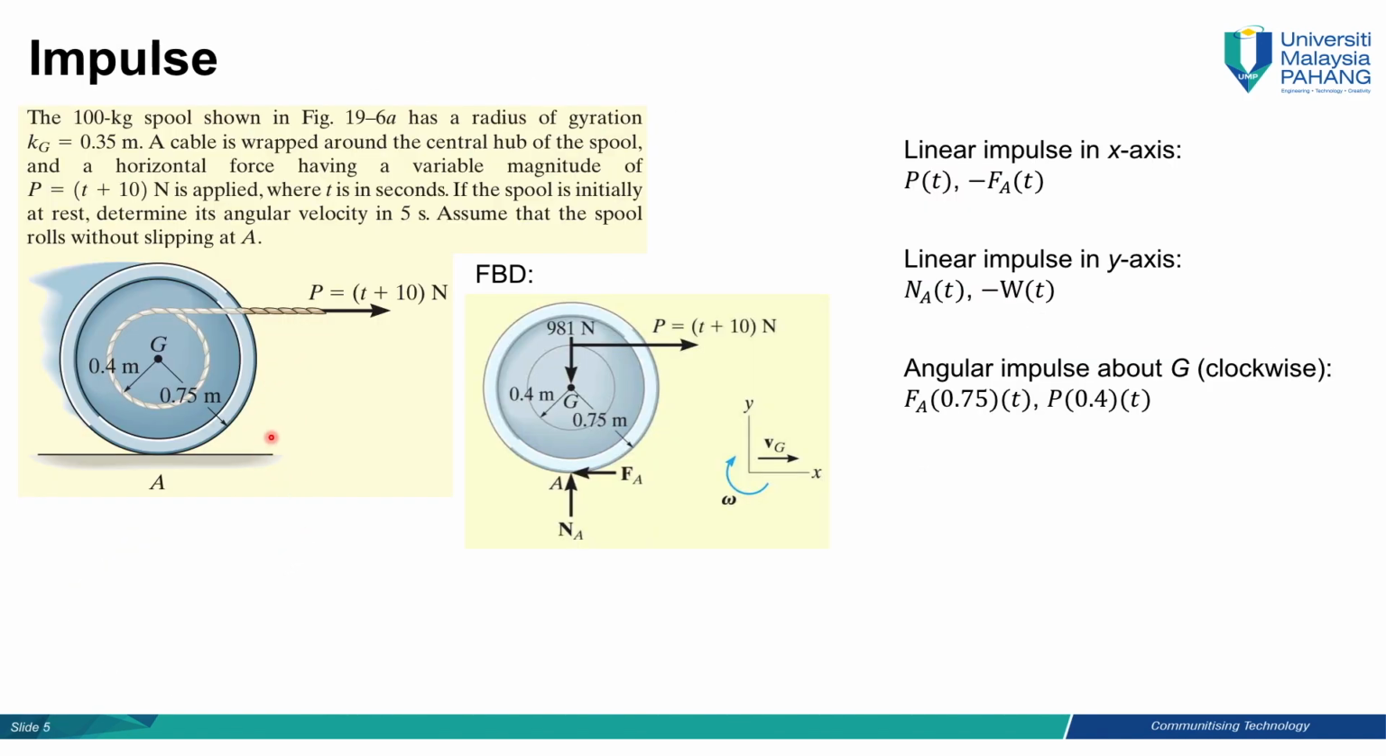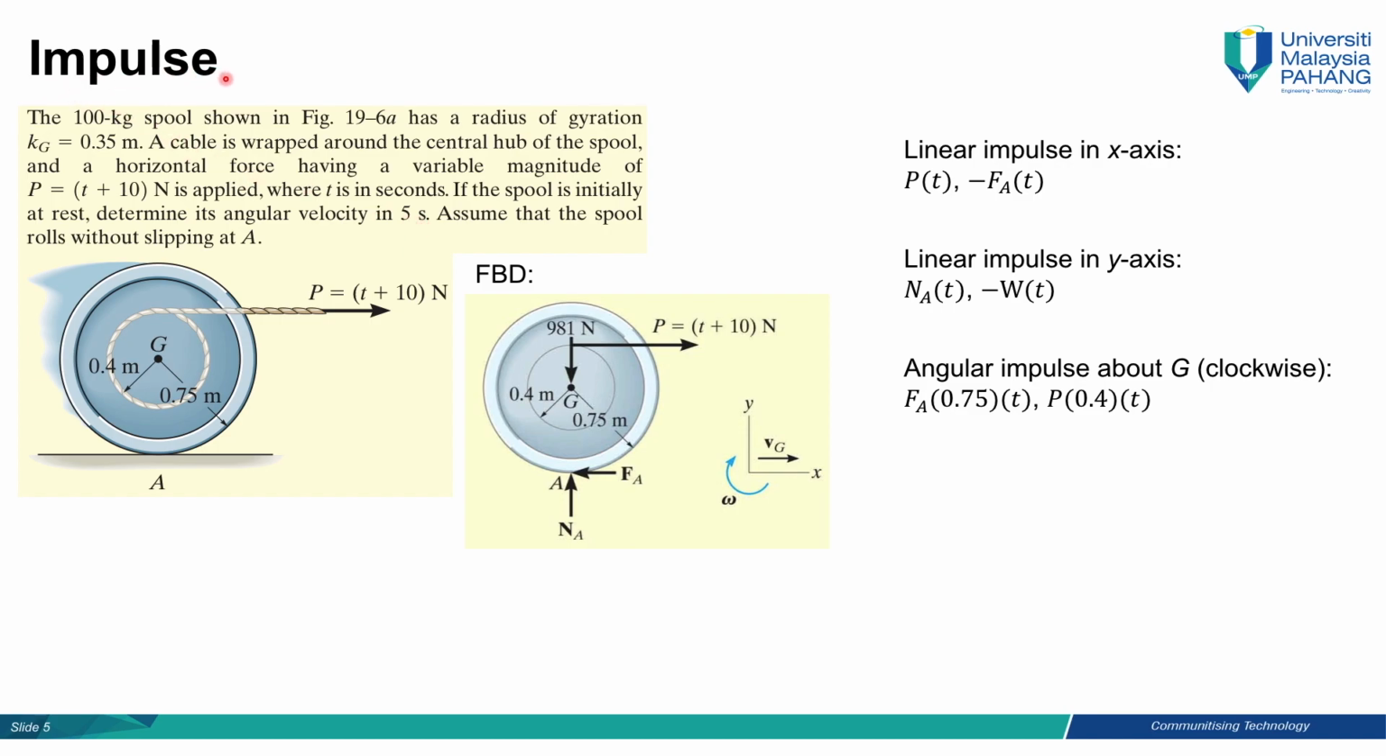Let's see this example here. Now we have a cable that is being pulled by a force P, and we need to determine the angular velocity of this spool in 5 seconds. This is the keyword here. Whenever you see time is given, then this is definitely an impulse and momentum question. So how do we proceed?